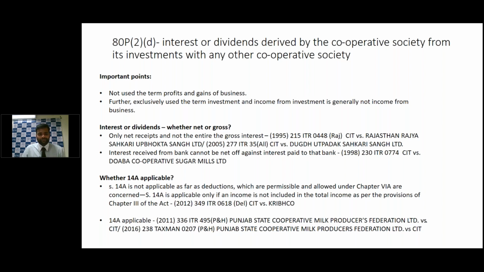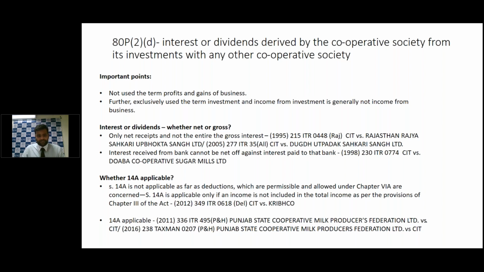Income of a cooperative society eligible for deduction under section 80P is not exempt income. However, it is income which is allowed as deduction, and therefore section 14A should have no application, held by the Delhi High Court. However, there are surprisingly contrary views of the Punjab and Haryana High Court, wherein they have held that 14A is applicable to compute deduction of expenses while computing interest or dividend income. With respect, it is submitted that 14A cannot be applied.